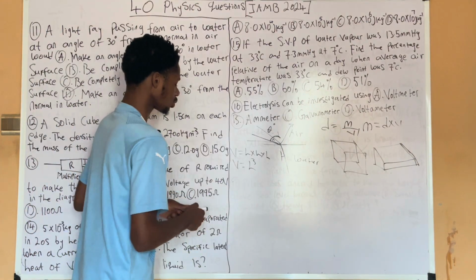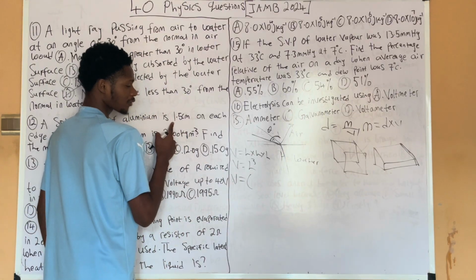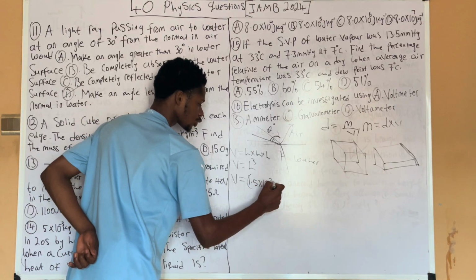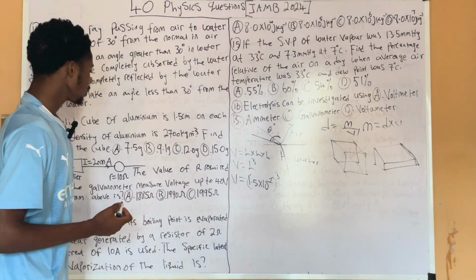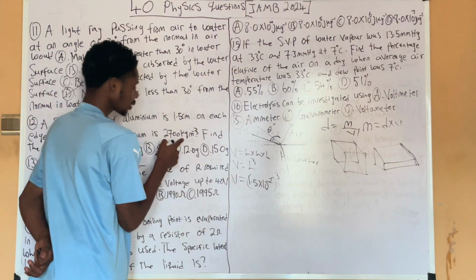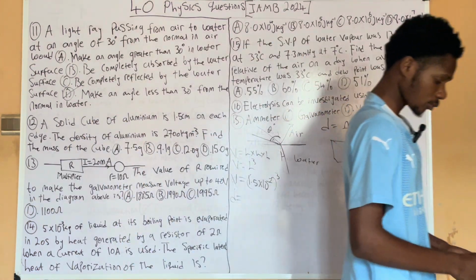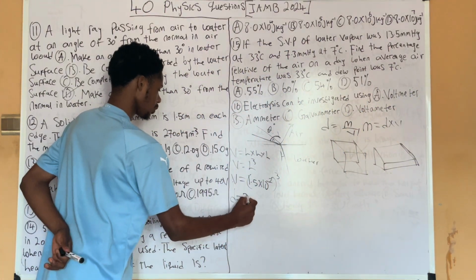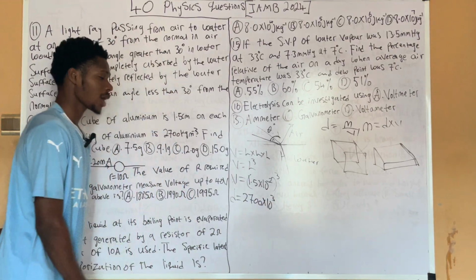So that's the dimension. The volume will then be equal to 1.5 times 10 to the power of minus 2 meters, all cubed. So that is the volume. Then the density, let's convert it into gram per meter cube. Now kilo is 10 to the power of 3. So the density will be equal to 2700 times 10 to the power of 3 grams per meter cube.